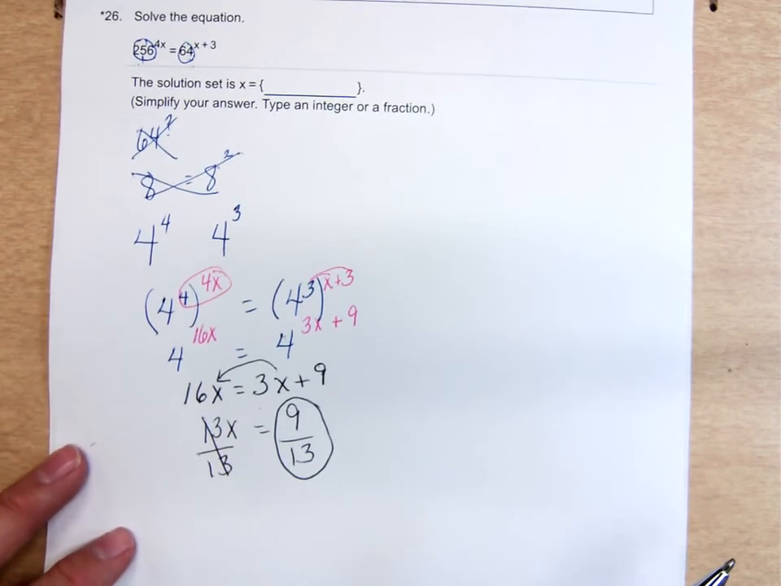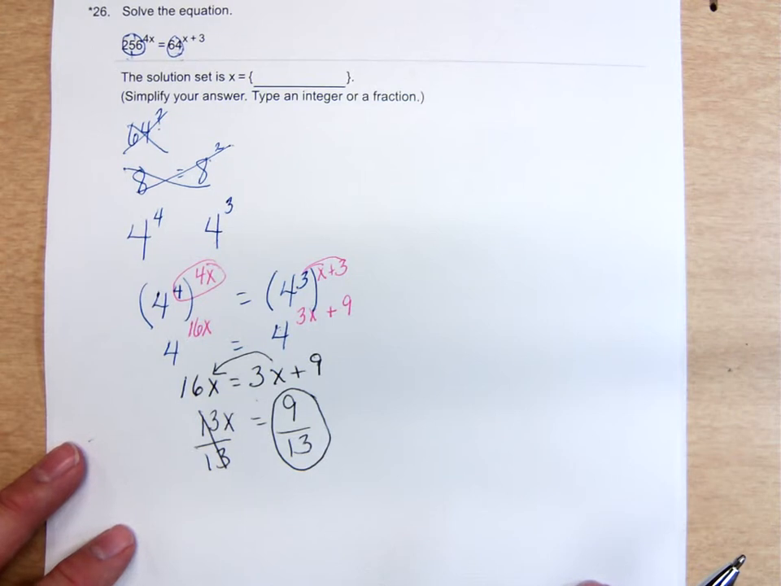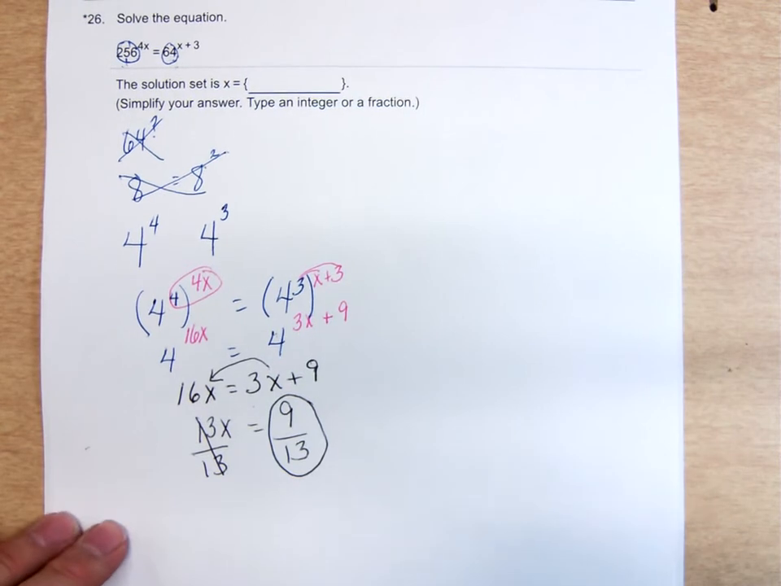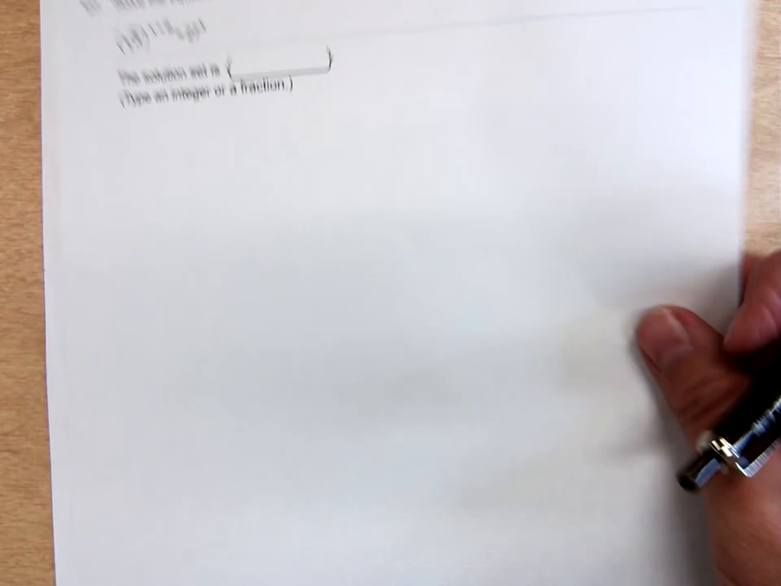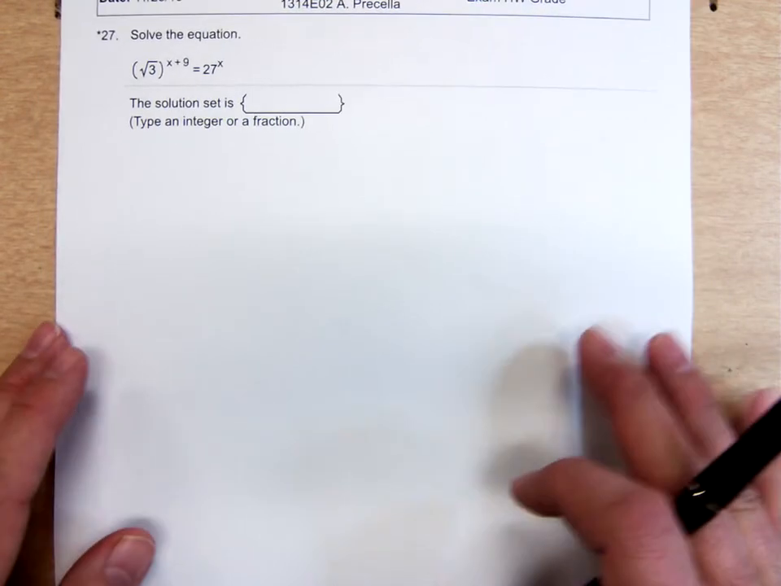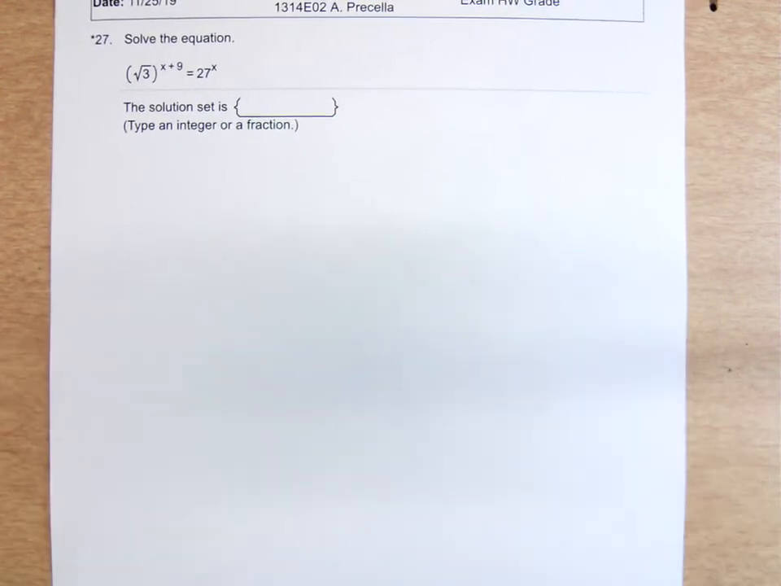Can I put it on there? Yeah. Any questions there? Do y'all remember this common base stuff? Number 27 is going to be another one of those common base problems. Ooh, this one looks a little messy because of the fact that there's that square root symbol.